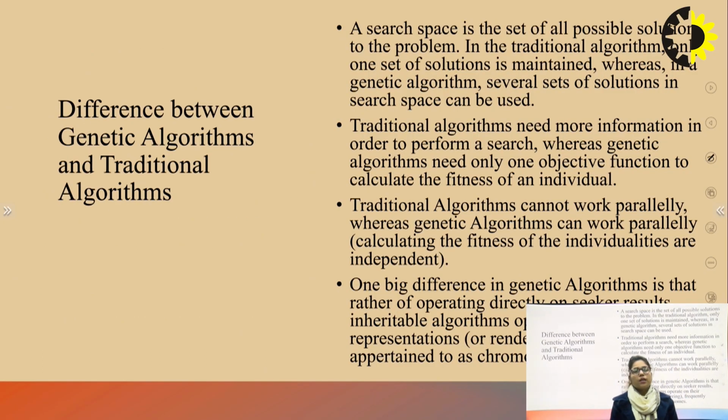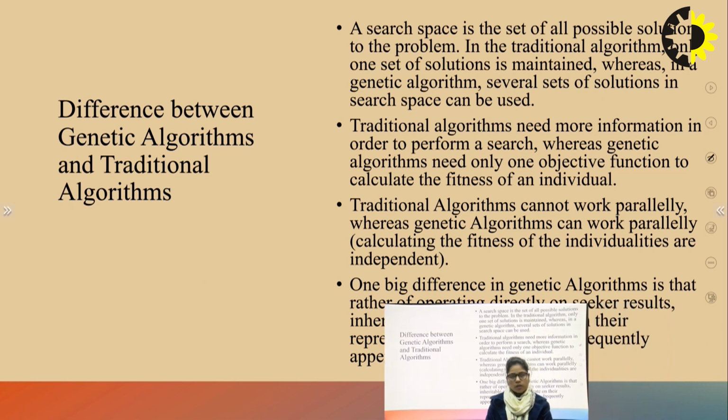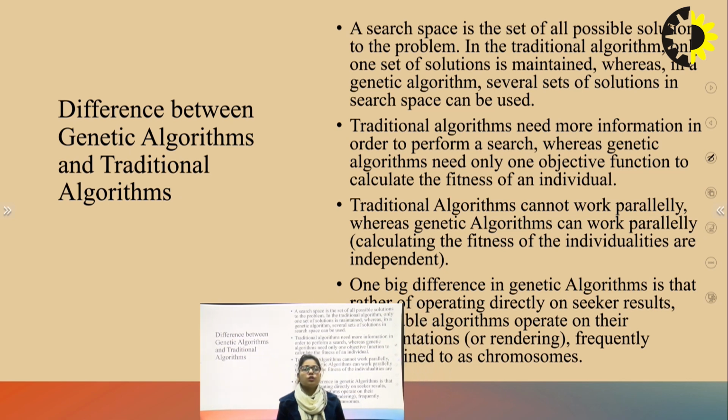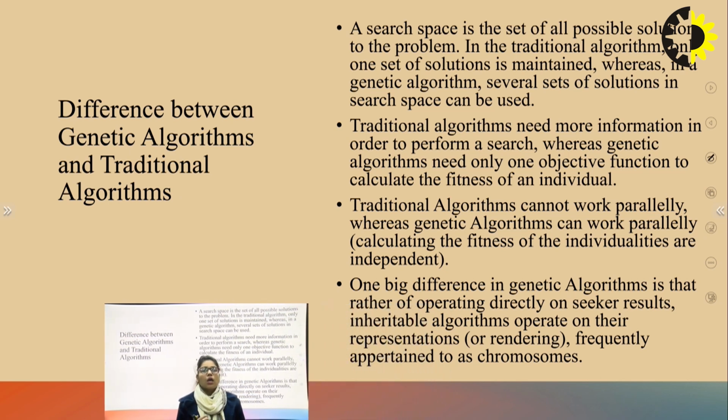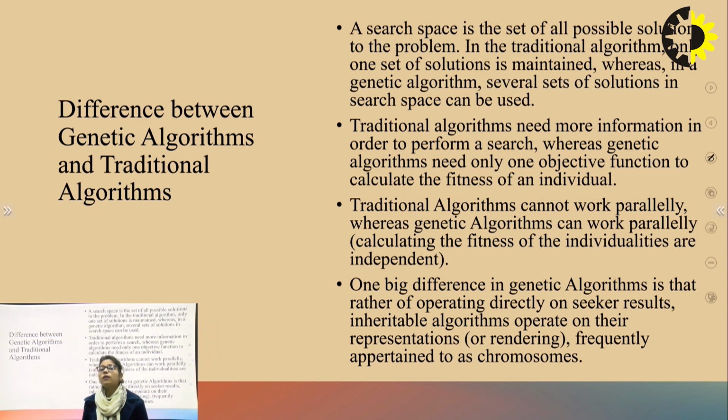Difference between genetic algorithm and traditional algorithms. A search space is the set of all possible solutions to the problem. In the traditional algorithm, only one set of solutions is maintained, whereas in a genetic algorithm, several sets of solutions in the search space can be used.